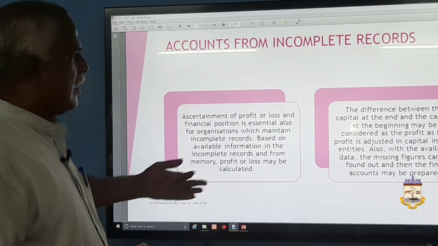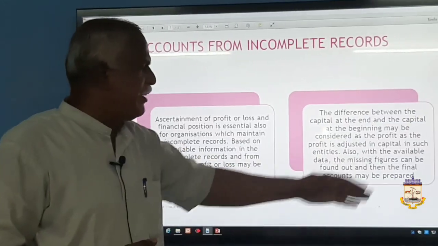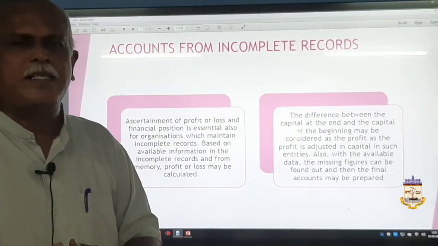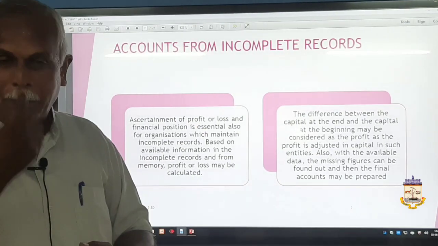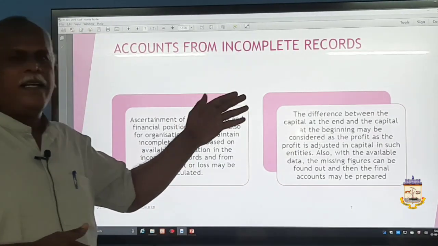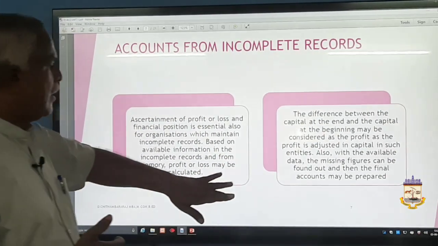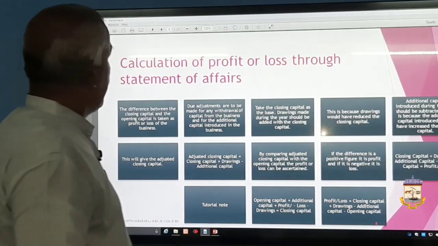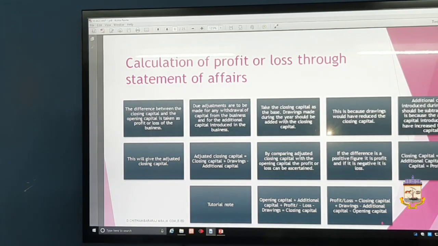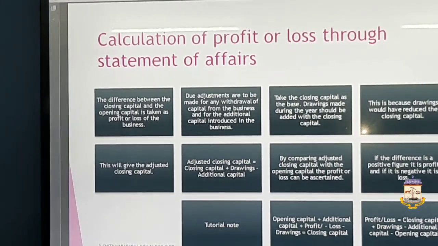That's what is given there. With the available data, the missing figures can be found out and then final accounts also can be prepared. So there are some more records and accounts to be prepared, and then we can still prepare final accounts. But under incomplete records, those figures are just an estimate. This is how we calculate profit or loss under statement of affairs method. The difference between closing and opening capital is termed as profit or loss.